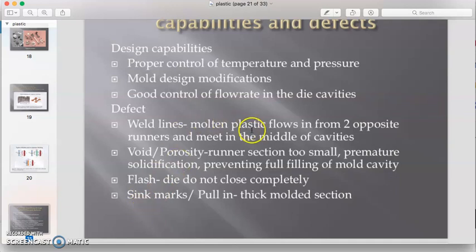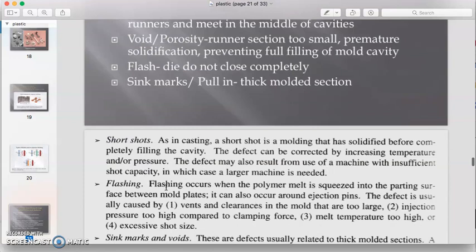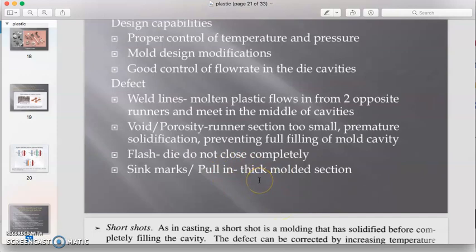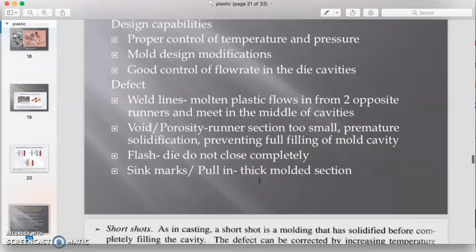Weld line is when the flow from two runners meets at one point. Porosity is when we have bubbles inside the part. Flash is additional material that occurs at the edge of the product, caused by the die not being closed completely. Sink mark is a pull-in of a thick molded section, usually occurring in a part with different thicknesses.